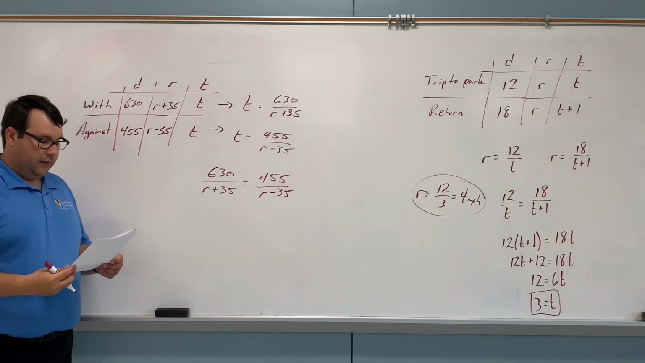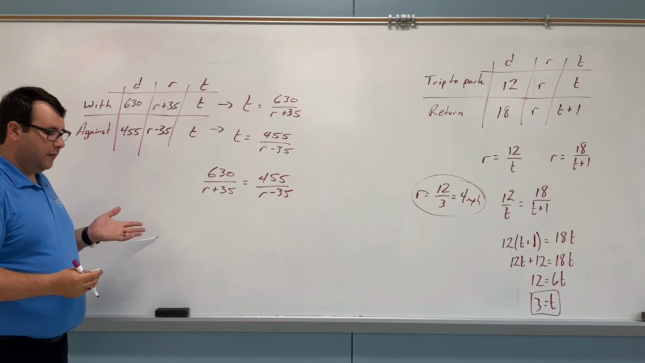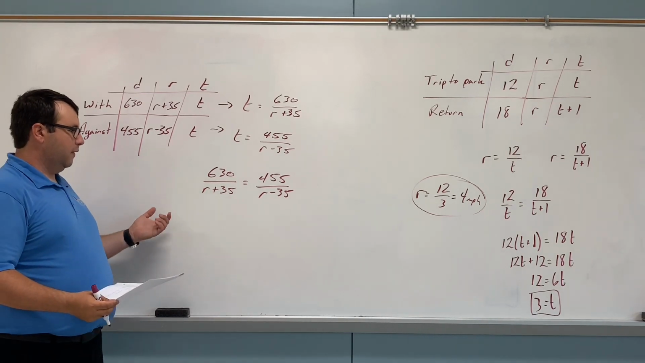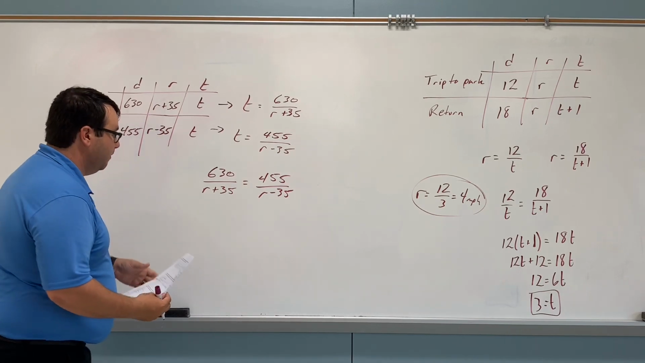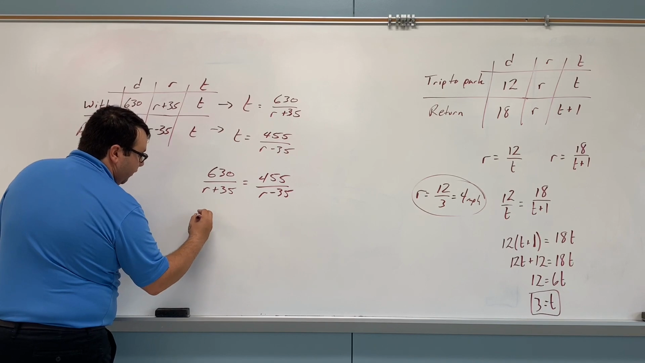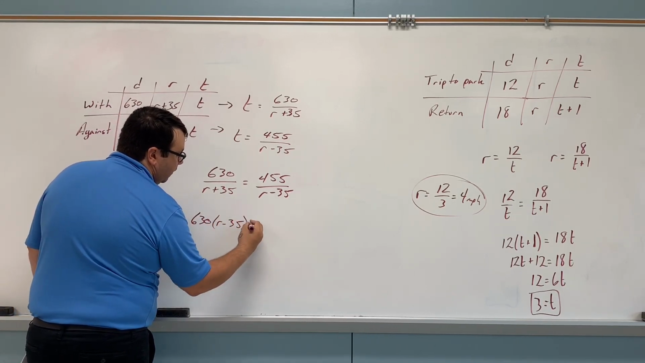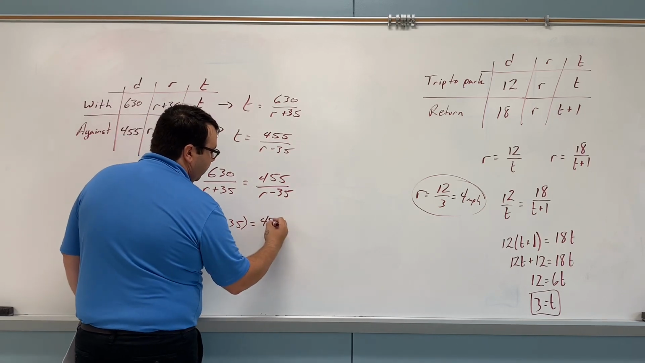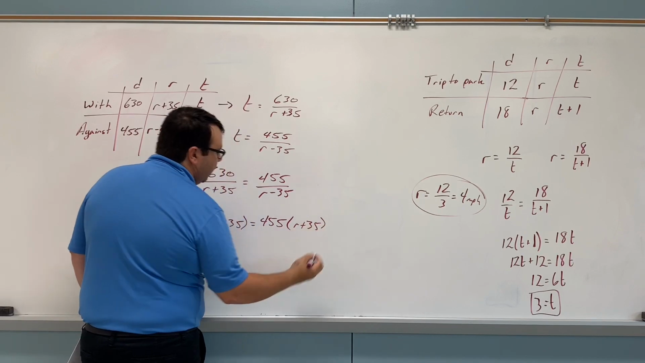Now I can look at it and say, okay, I'm looking for the speed of the plane in still air, or the rate of the plane in still air. And I am solving for r here, so that's great. I already know I'm on the right track. I have a proportion. Let's go ahead and cross multiply and solve this baby. So I have 630 times r minus 35 is equal to 455 times r plus 35.